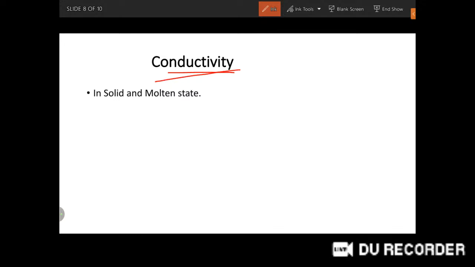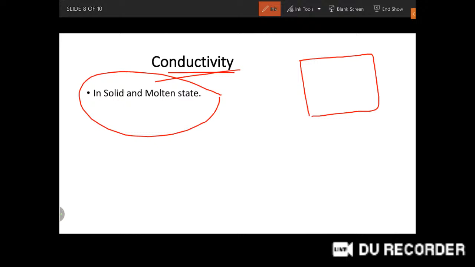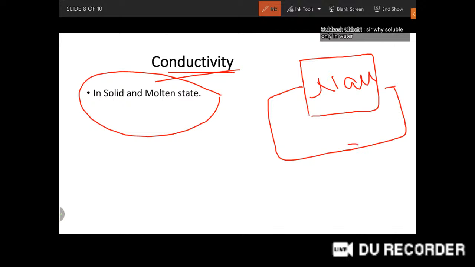See what happens to the electrovalent compound, whether they conduct electricity or not. See, suppose I take a block of NaCl, sodium chloride. Okay, I pass current through like this.